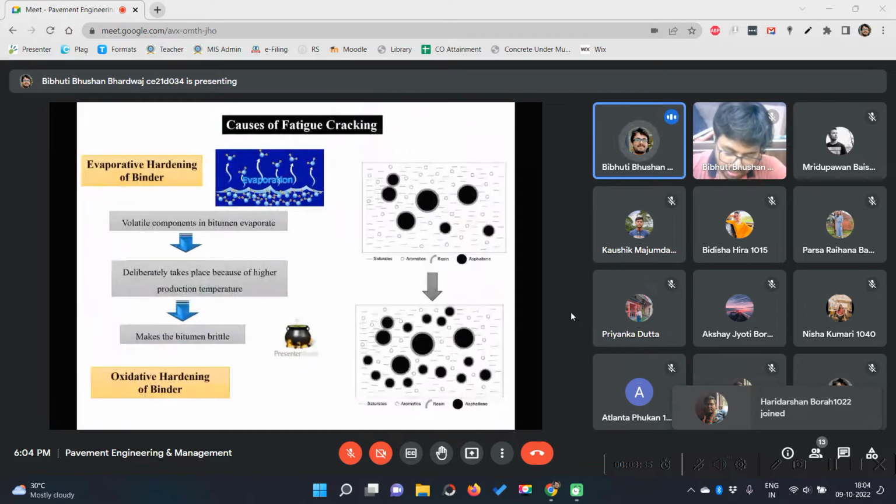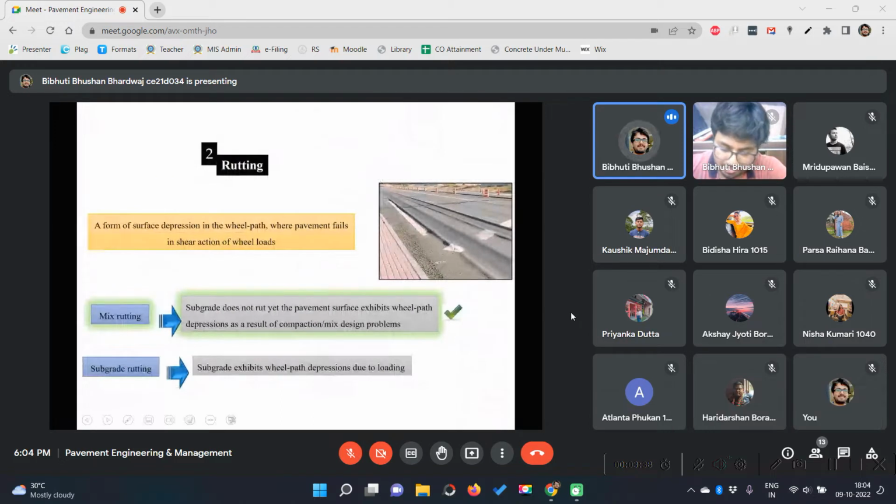We also discussed how rutting happens, generally because of lack of compaction during the construction phase. The rollers were not compacting the layers enough, and maybe the engineers didn't know how many passes of rollers should have been done. Or the roller was moving at a very high speed, then also it may happen. Generally the speed of the roller should be around 5 to 6 km/h, then only proper compaction happens.